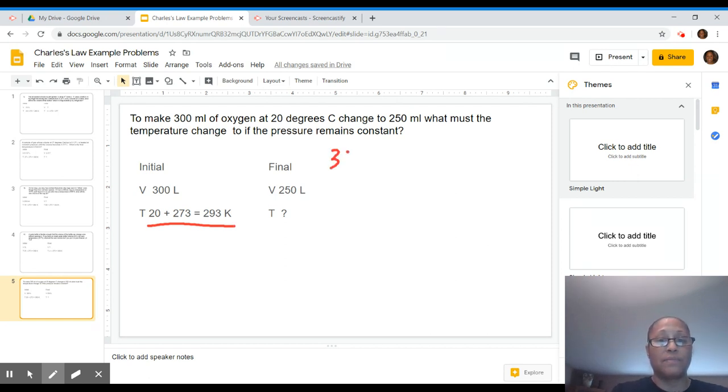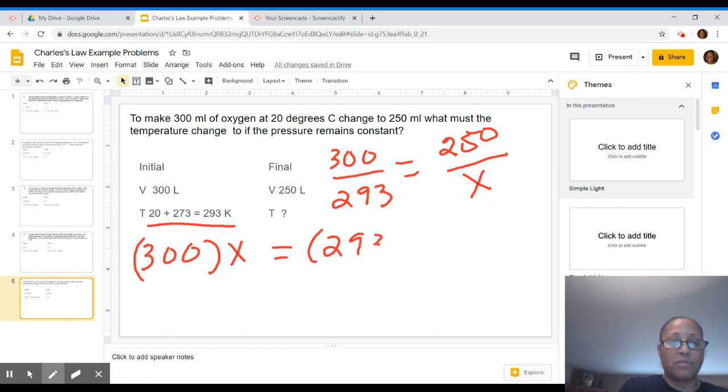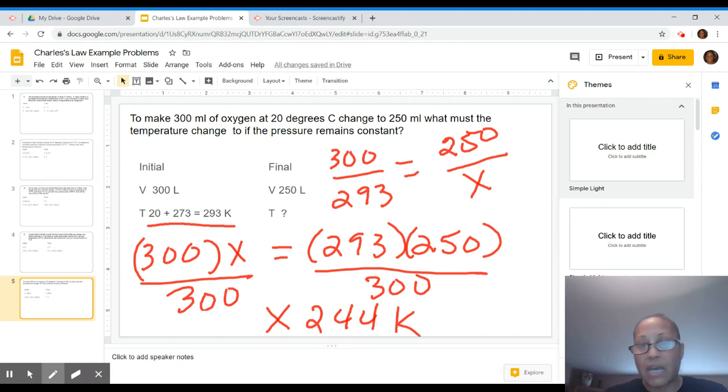So you take 300 divided by 293, set that equal to 250 over X. All right, now I'm going to cross multiply as I've done in all the others. 300X is going to equal 293 times 250. Then I'm going to divide by 300. So the final temperature for this is going to be 244 Kelvin. And yes, that is rounded because in the calculators you get 244.16666. So it's rounded to 244K.